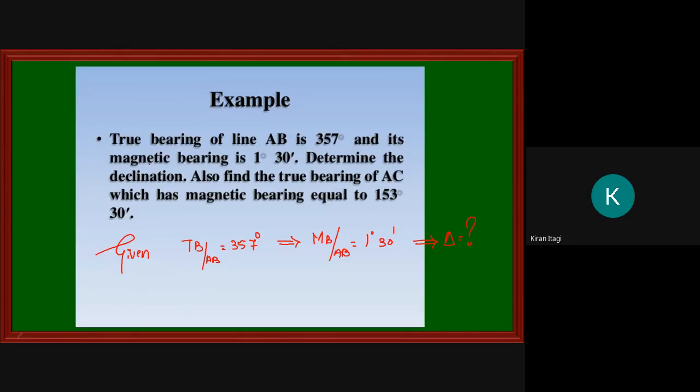See, here we have two parts. The true bearing of a line AB is 357 degree, and its magnetic bearing of line AB is 1 degree 30 minutes. Here he has given true bearing and magnetic bearing. Determine the delta. TB is given, MB is given, delta. Very simple. 4 degree 30 minutes. Very good.